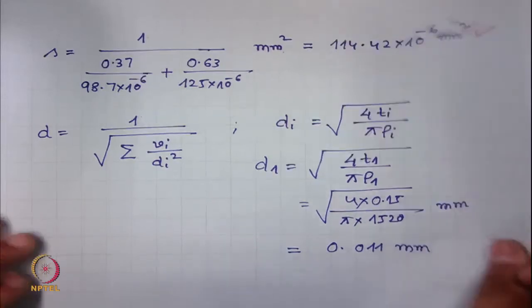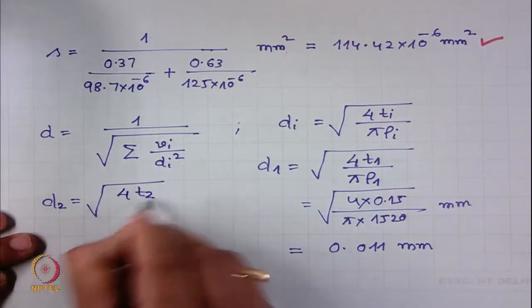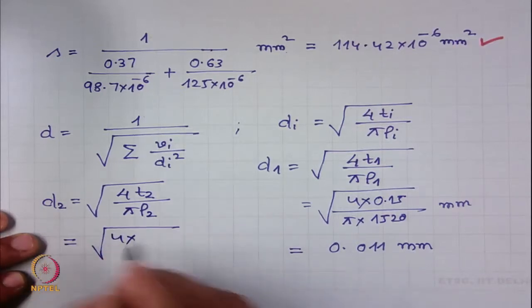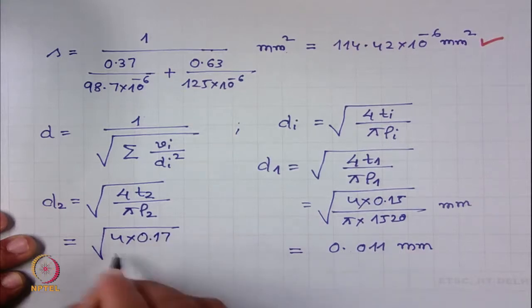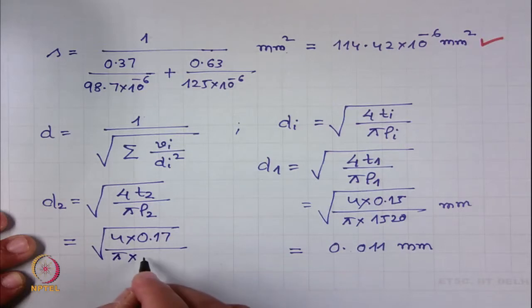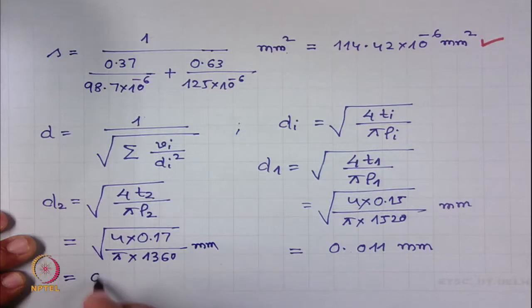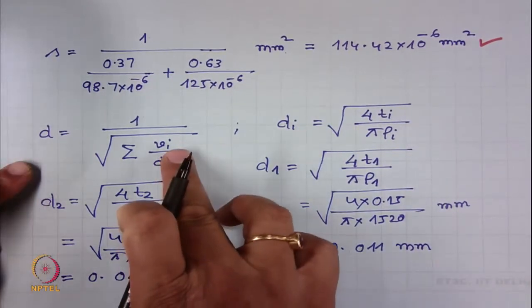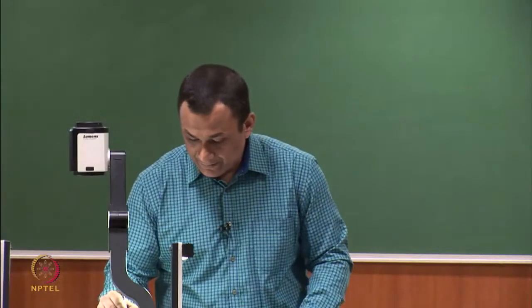So, this is D1. What about D2? D2 similarly 4 T2 by pi rho 2. So, 4 into 1.7 decitex is T2, so 0.17 tex, pi into 1360, millimeter. So, this value you will see as 0.0126 millimeter. So, 12.6 micrometer. So, now, you know all four quantities V1, V2, D1, D2. You will be able to calculate D.